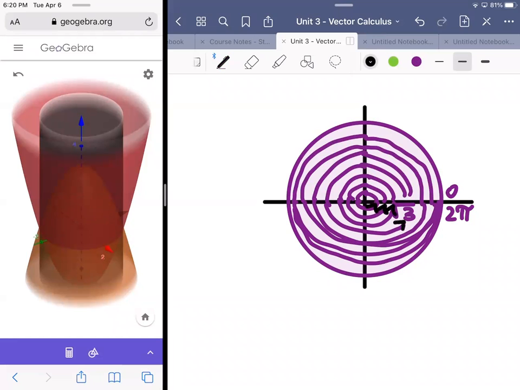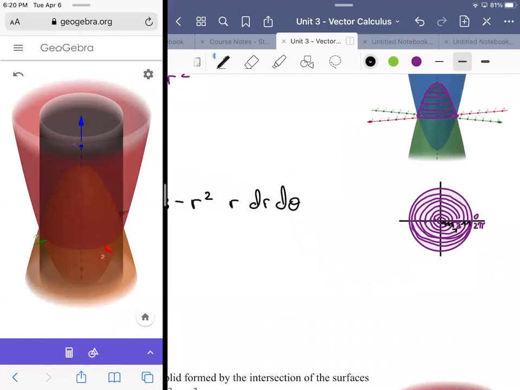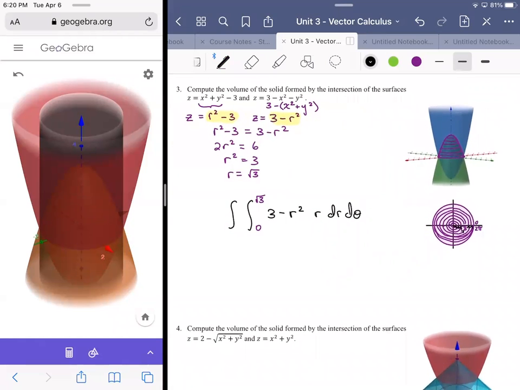I'm trying to make these look like arrowheads. It's not working very well. All right, but going all the way around, that complete turn around the XY plane tells us that this ought to be 0 to 2 pi.